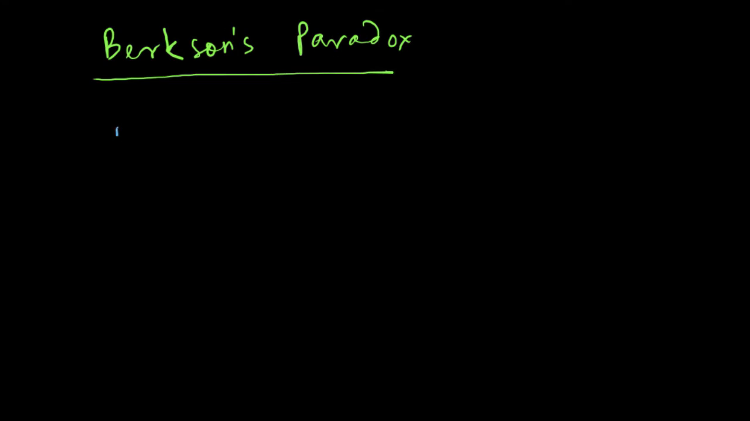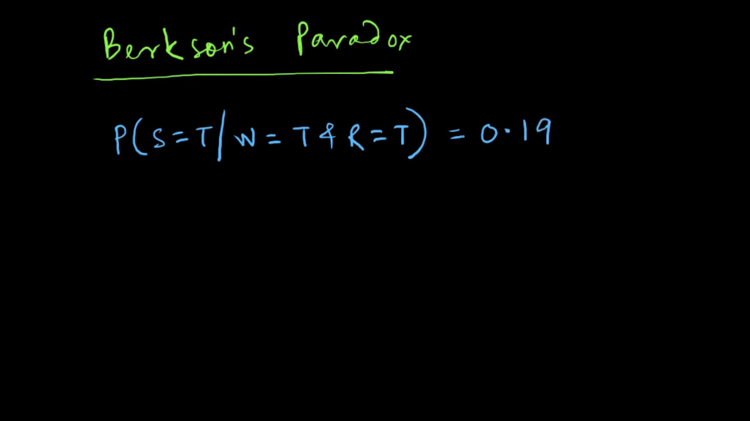Let us try to estimate the probability that the sprinkler was on given that the grass was wet and it also rained. Suppose we have both this information, that the grass was wet and it rained, and now we want to predict whether the sprinkler was on or not. And if you again carry out the same procedure, the answer that you will get is 0.1945. So what did this do?